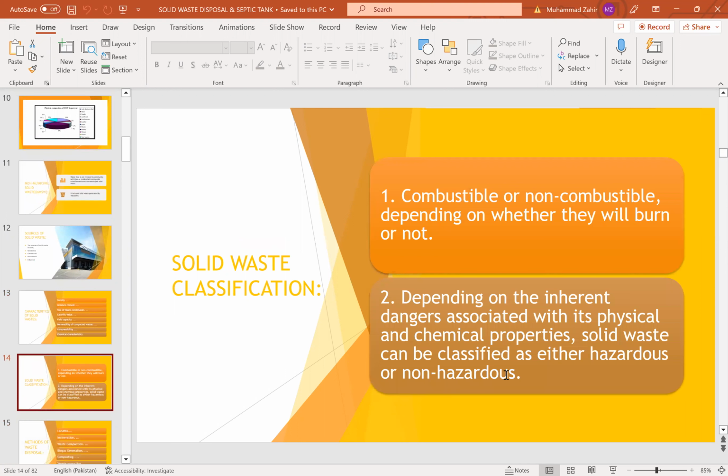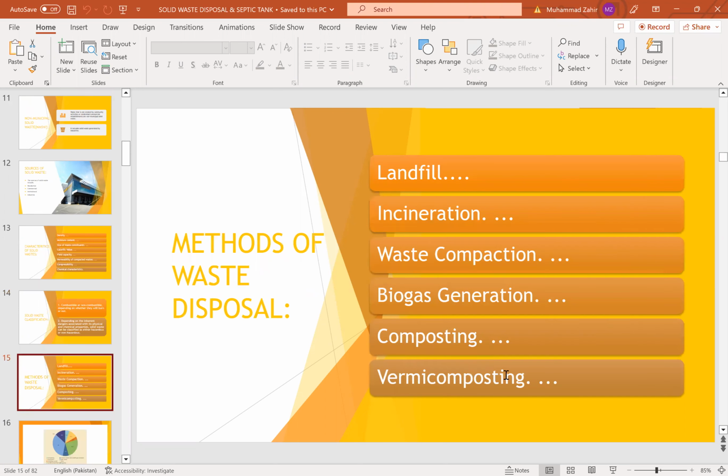Solid waste classification: first, combustible or non-combustible, depending on whether they will burn or not. Second, depending on the inherent dangers associated with physical and chemical properties, solid waste can be classified as either hazardous or non-hazardous. Methods of waste disposal are landfill, incineration, waste compaction, biogas generation, composting, and vermicomposting.